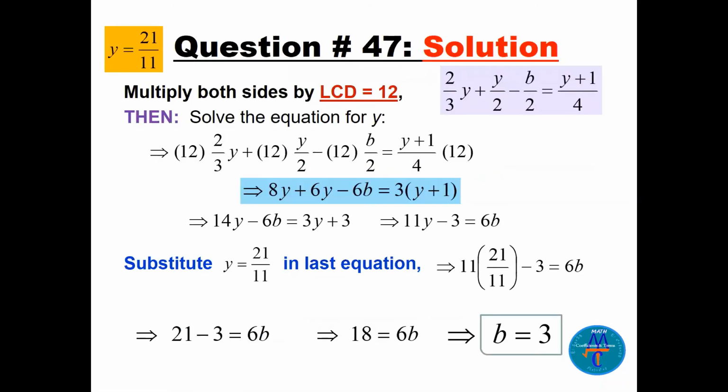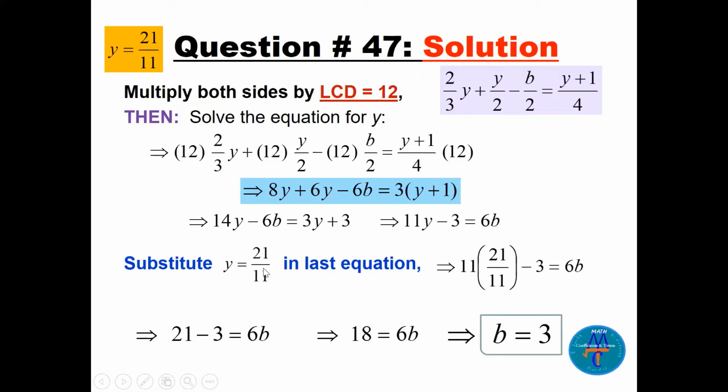So what can we do? We look at the denominators, we see the LCD is 12. So let's multiply everything in the equation by 12. You see here 12, 12, 12, and 12. Every term. So now we get 8y there because 12 divided by 3 is 4. That times 2 is 8y, 6y, minus 6b. 3 in the bracket you have y plus 1. Now simplify more. This is 14 minus 6b, 3y plus 3. Now we have 11y minus 3 is equal to 6b.